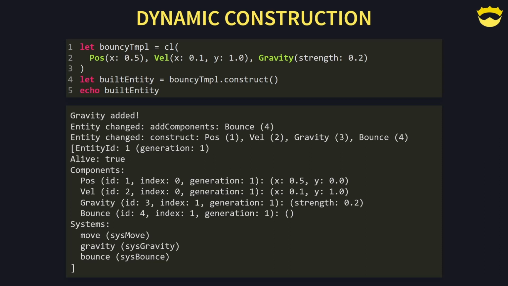And another huge feature that I probably use more than anything else is dynamic construction. So here we've got the CL macro, which stands for component list, and we can build a template for an entity. So here we've got pos, vel, and gravity components, but this isn't a real entity, this is just a sequence. And we actually have to call construct to build it. But of course, the useful thing about this is we can just churn off loads of constructs. And in fact, you can pass a number to construct to build a set number of them.